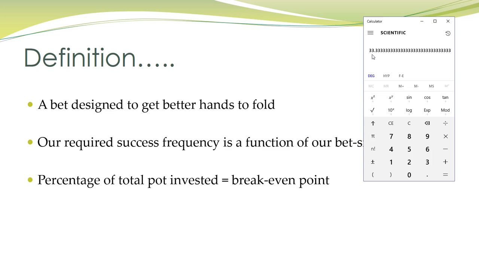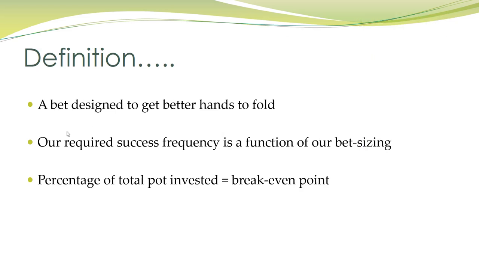It also means that if our opponent's folding less than 33% of the time, we actually lose money with our bluff. We'd be better off check-folding, which is going to be 0 EV relative to the current decision. And if our opponent folds more than 33%, then it's actually better to bluff than it is to check-fold. So we can refer to 33% as the break-even point of our bluff.